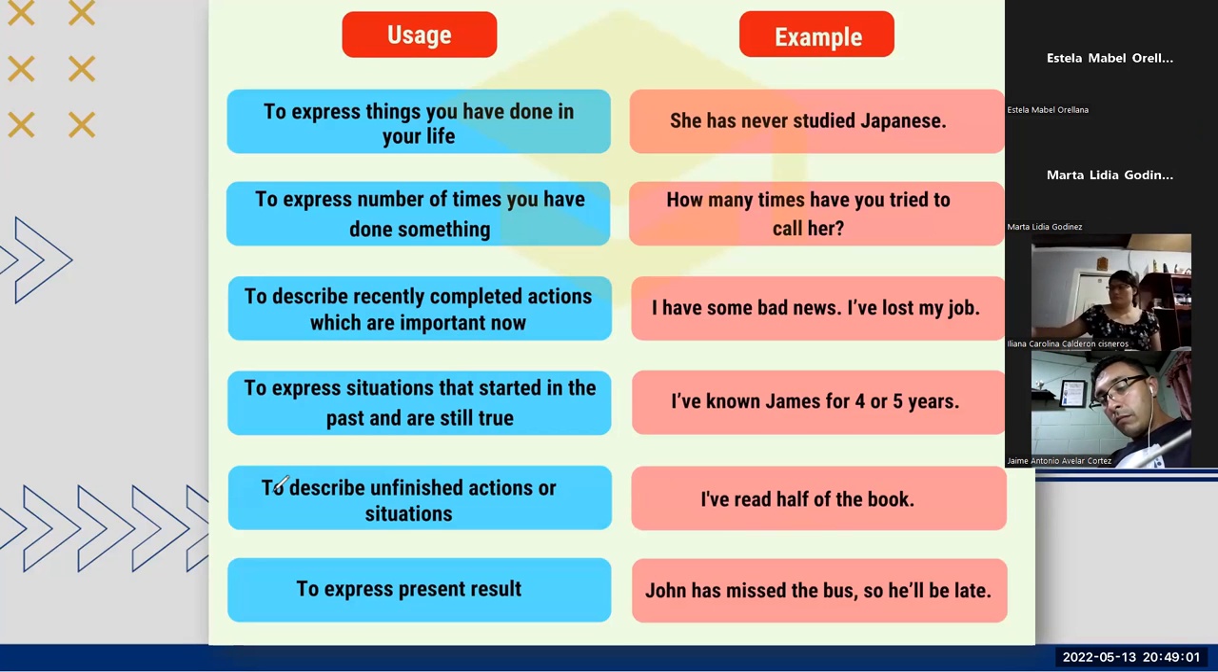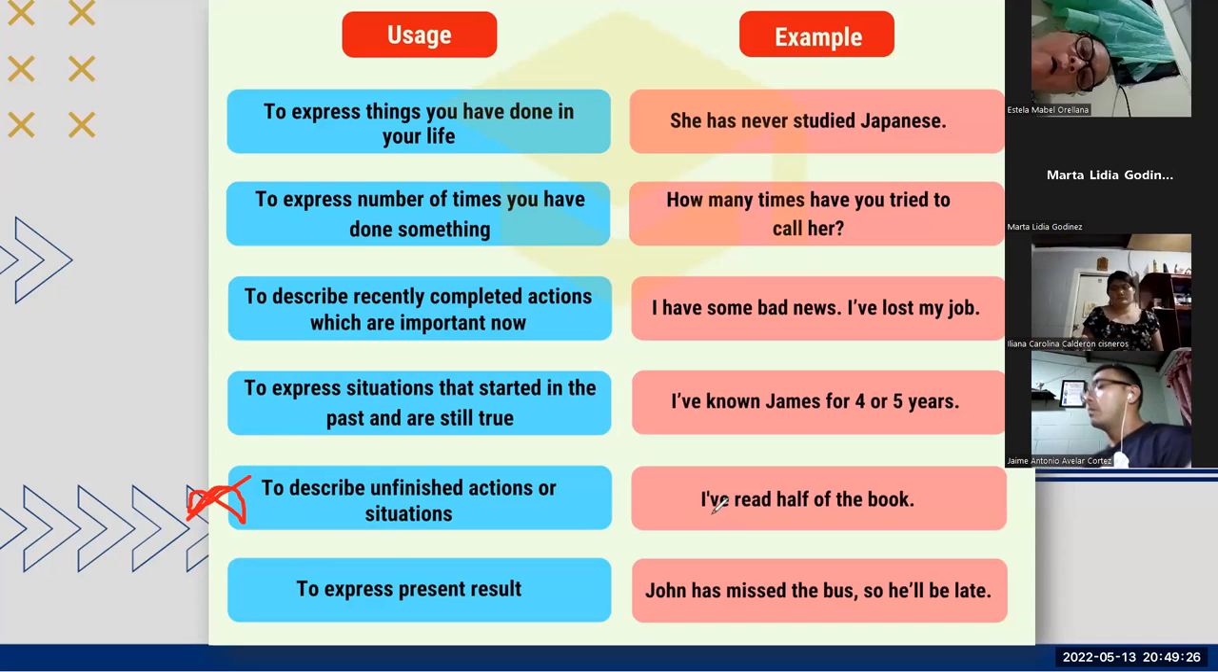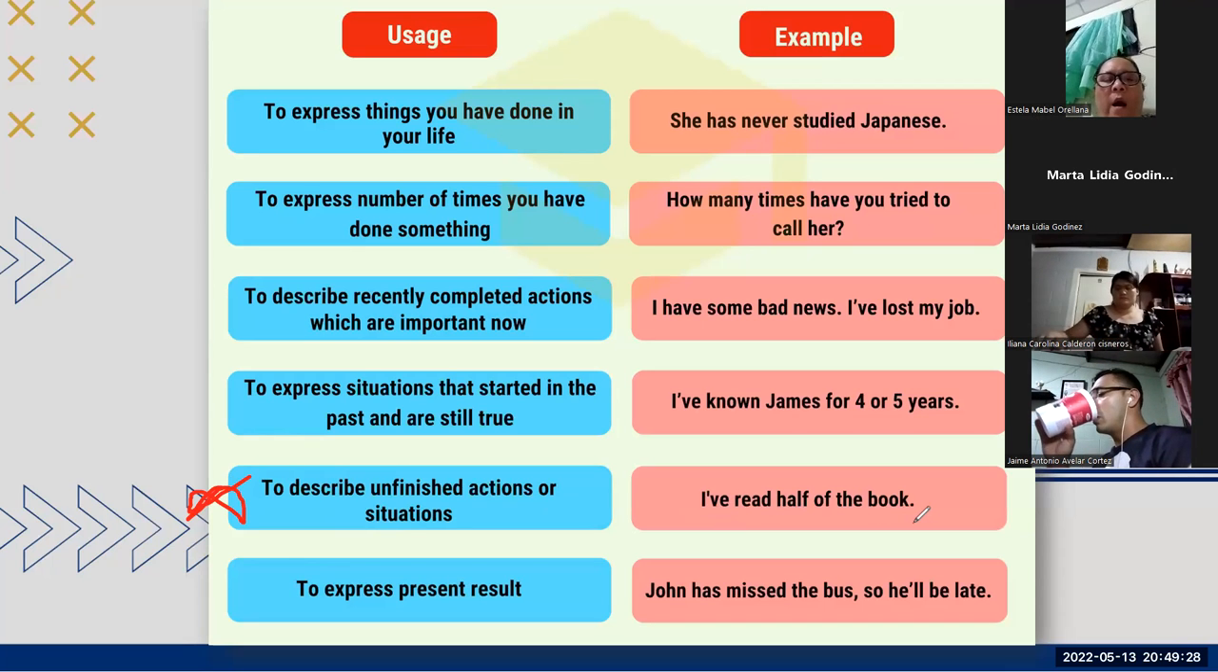Okay. So we use the present perfect to describe unfinished actions or situations. Y esta es una de las que más vamos a utilizar, guys. Vamos a utilizar el presente perfecto para describir situaciones que todavía no han terminado. Por ejemplo, I've read half of the book. Yo he leído la mitad del libro.